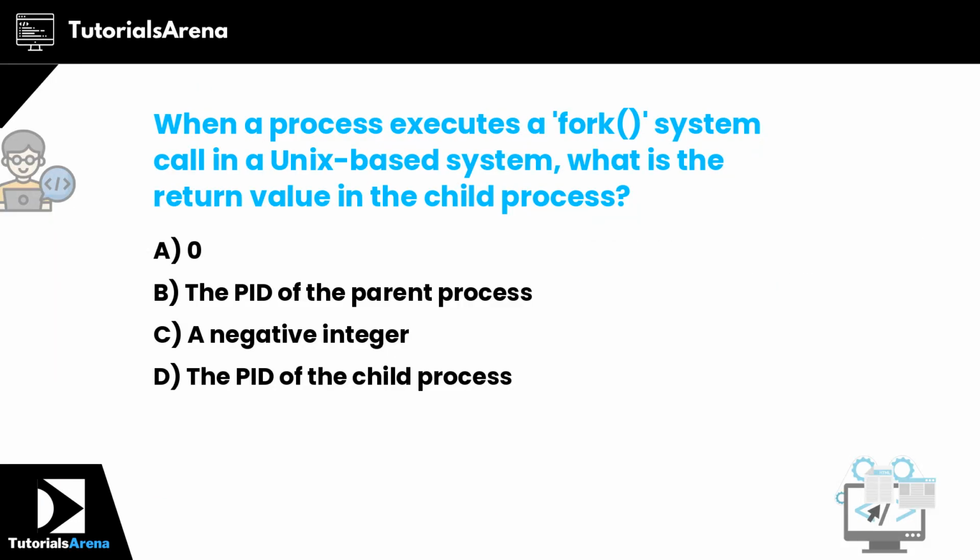When a process executes a fork system call in a Unix-based system, what is the return value in the child process? The correct answer is option A, 0.